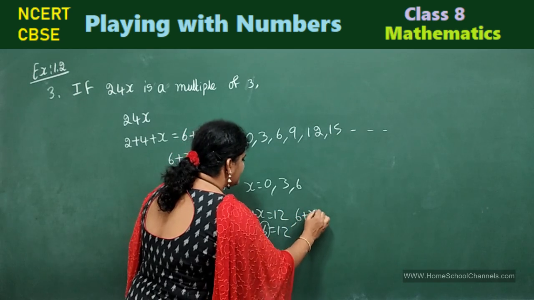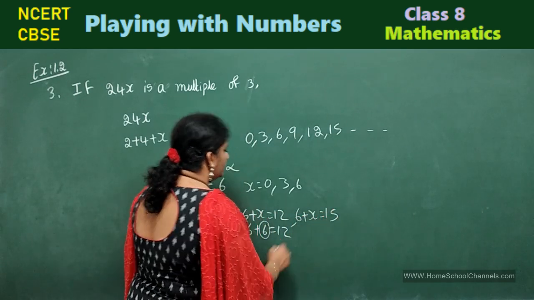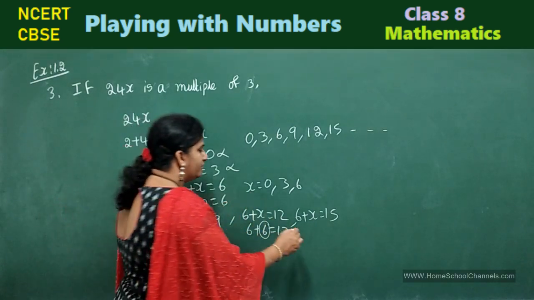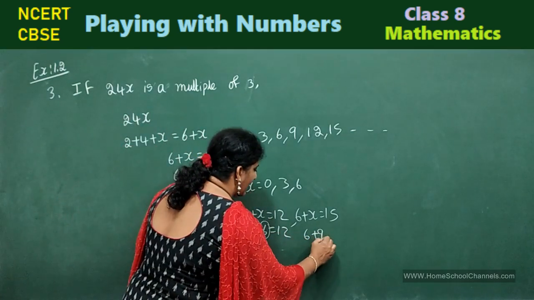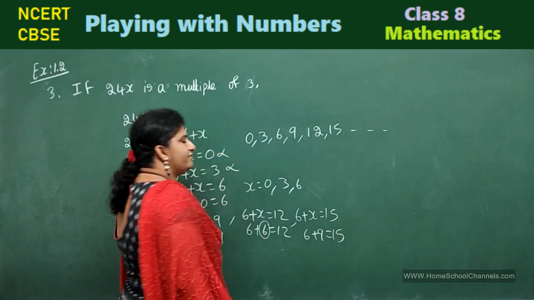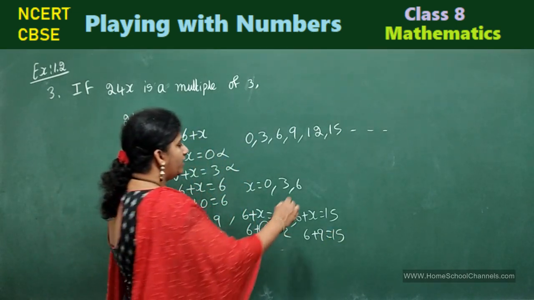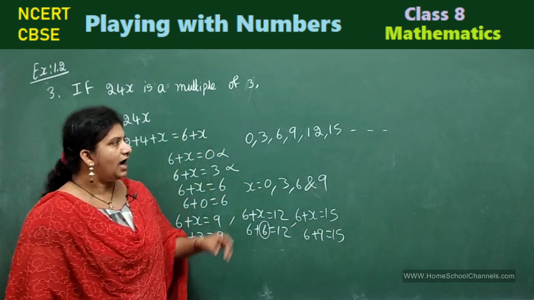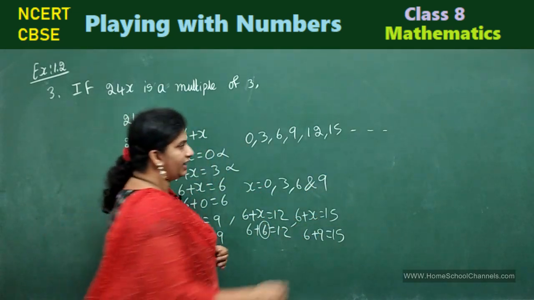6 plus x is equal to 15. What do you add to get 15? 9. 6 plus 9 is 15. So here I may expect x as 9. Another number, if you want, you can check it out.